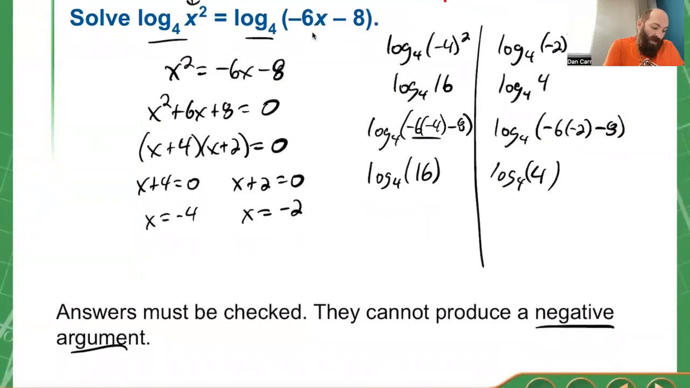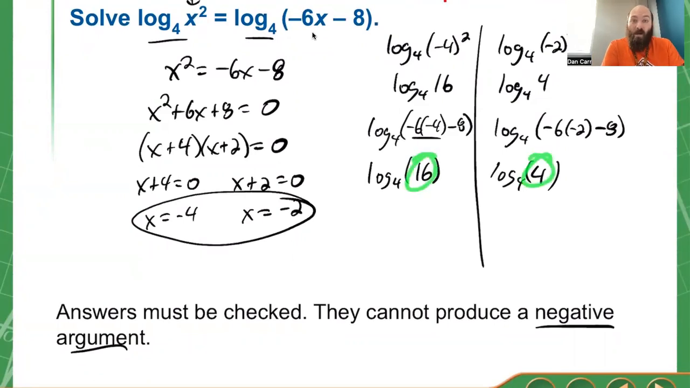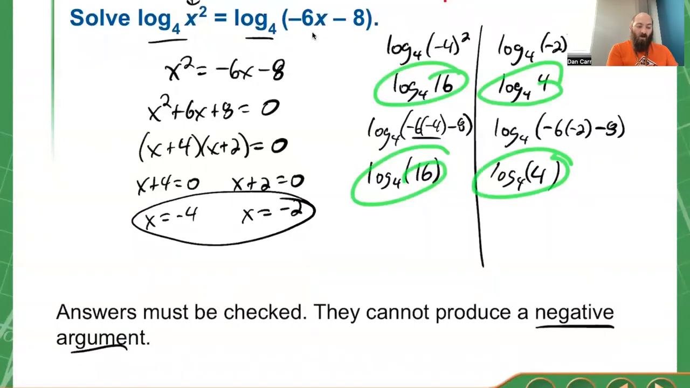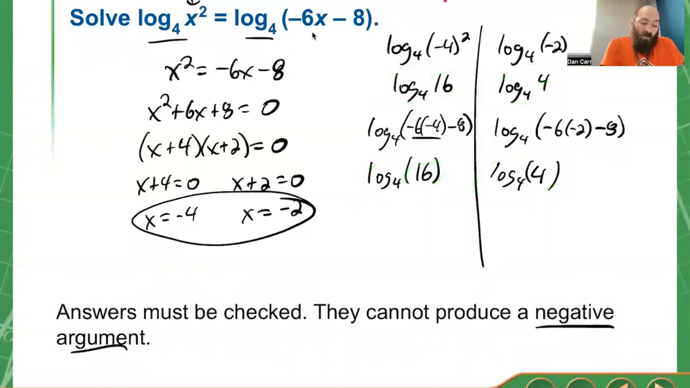Both answers are actually good. If one of them created a negative number in the argument, that would be extraneous, so you just cross off that answer. But both of these work out okay on both sides. So we get log base 4 of 16 and log base 4 of 16, and log base 4 of 4 and log base 4 of 4. Both of them are okay here.